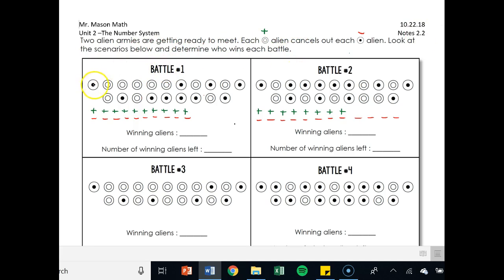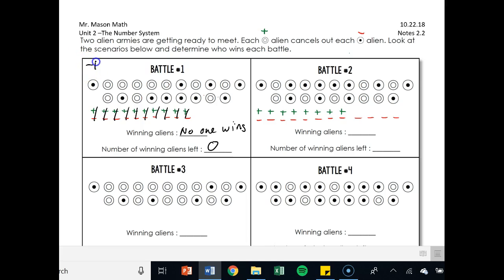So for battle 1, I counted up all my circles or positive aliens, and I found 10 of them. I counted up all my dots or negative aliens, and I found 10 of them. And I'll see that positives and negatives cancel each other out. So goodbye to all you guys. And we'll see that no one wins. And we have 0 winning aliens left.